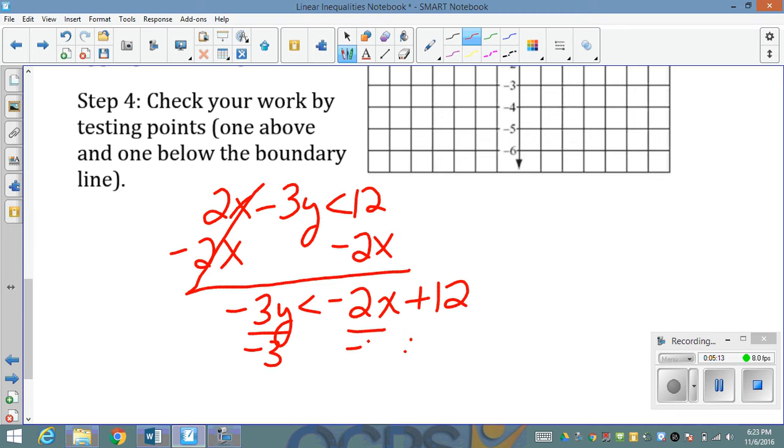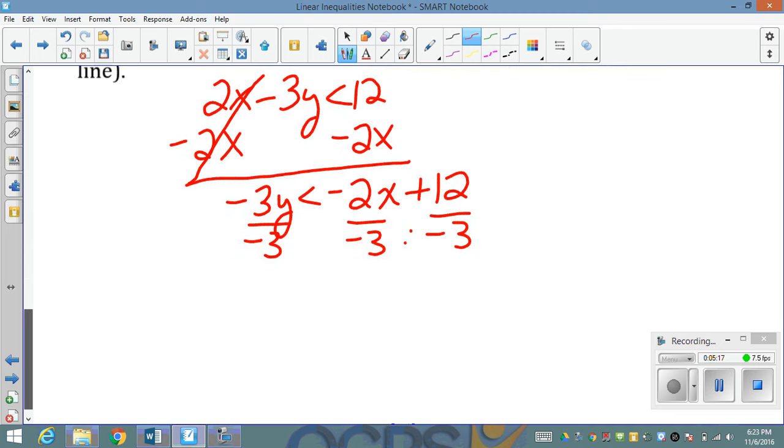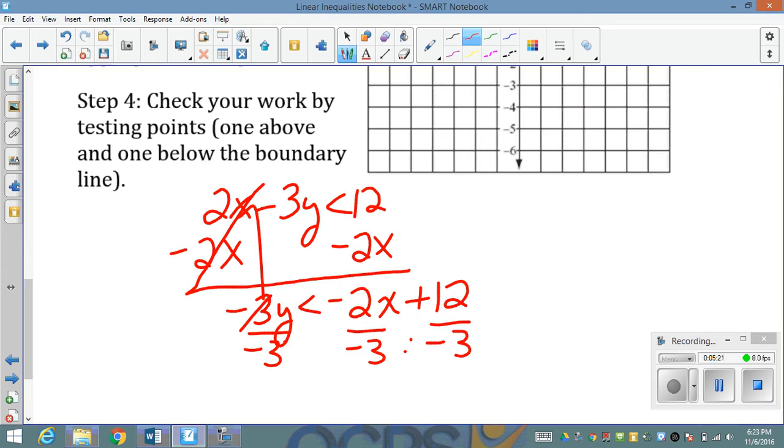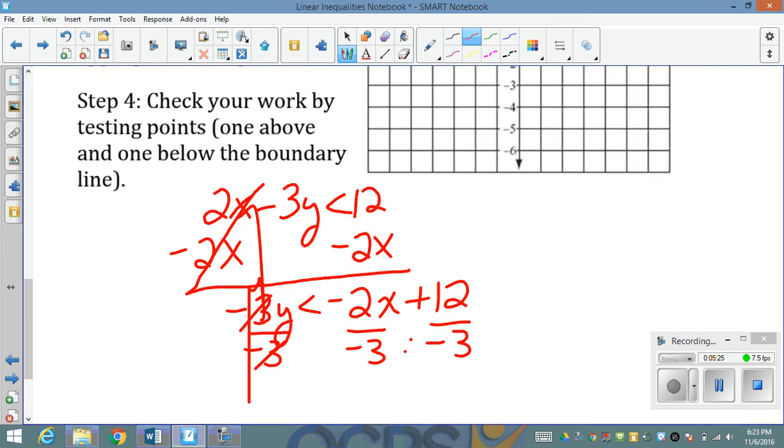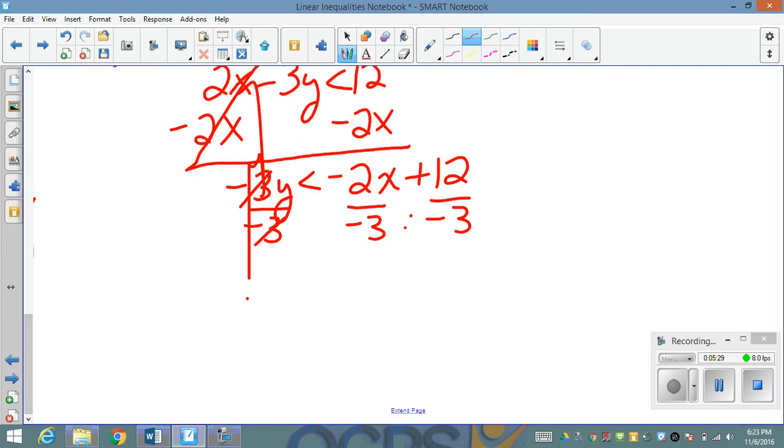Right there, bells and whistles should be going off in our brain. We need to change the inequality. I divided by a negative. -3 divided by -3 is 1. 1y is just y. So I get y is greater than, see how I flipped it?